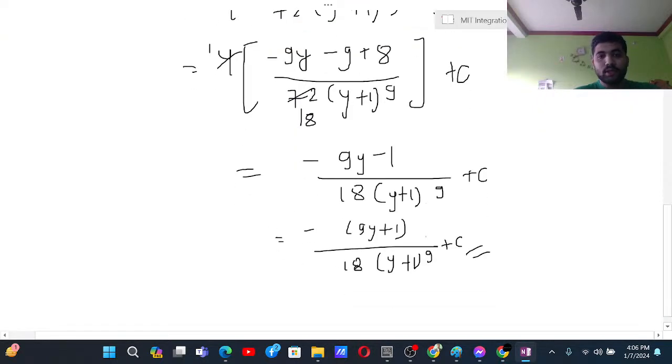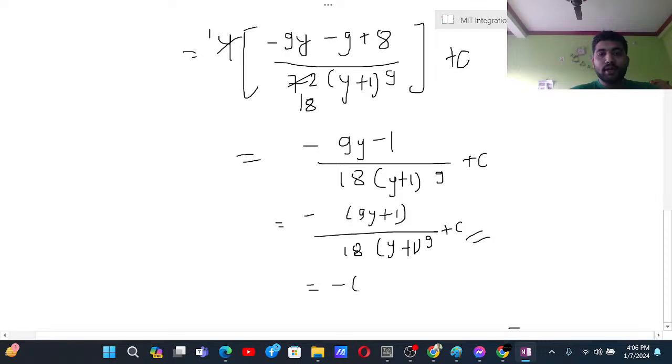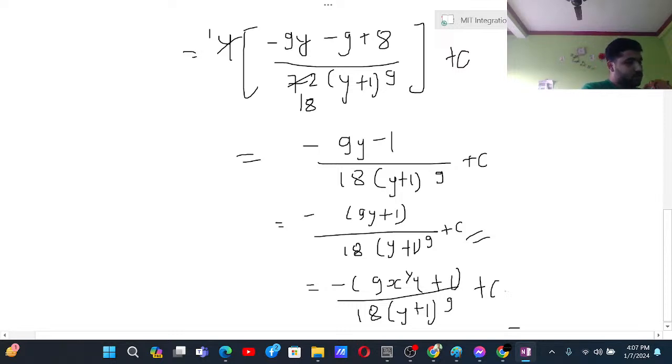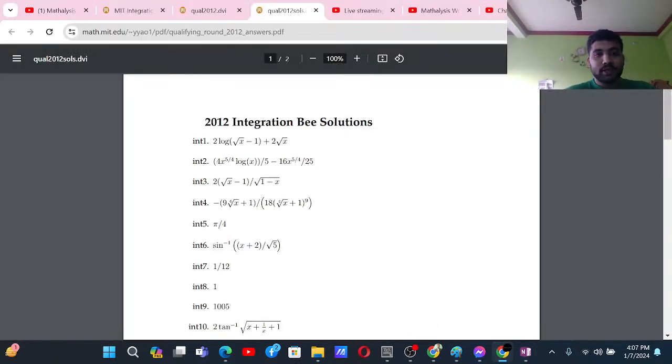So now we can just let y as x to the power 1 by 4 plus 1 by 18 times y plus 1 to the power 9 plus c. So that's the answer. Okay, I forgot to substitute y as x to the power 1 by 4 here. Yeah, that's the answer. We can check it here. Now let's move to next question.